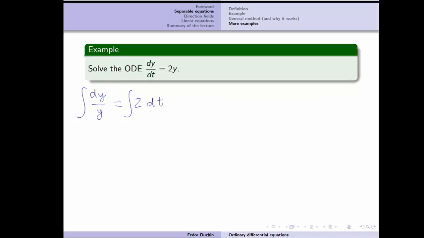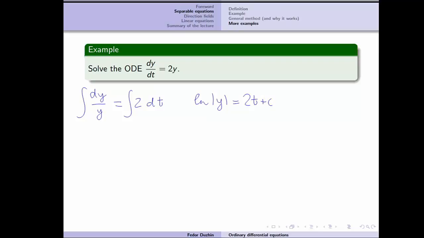Right, and then we do the integration. So the antiderivative of 1 over y is logarithm of absolute value of y. And the antiderivative of 2 is, of course, 2t. And we should write plus constant.